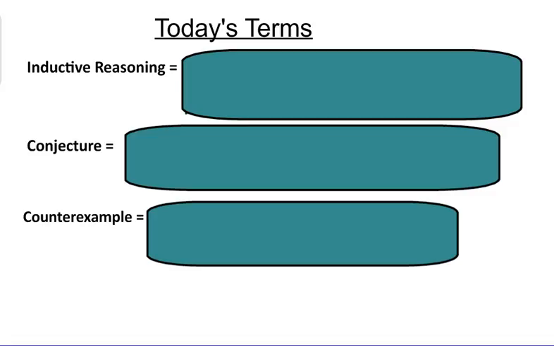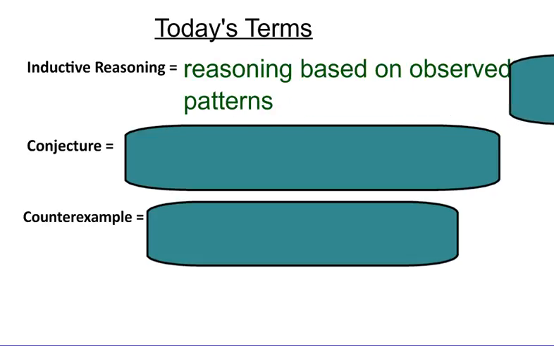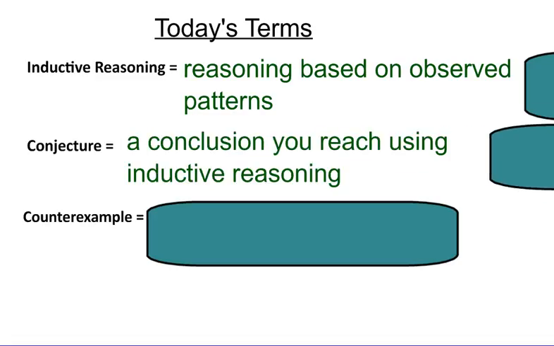And the first one is simply inductive reasoning. What is it? Inductive versus deductive reasoning. Today we're talking about inductive. Inductive reasoning is reasoning based off of observed patterns. So if you see patterns, you can make a guess as to what's going to happen after that pattern. And that guess is called a conjecture. It's a conclusion you reach using inductive reasoning. So it's essentially your educated guess.